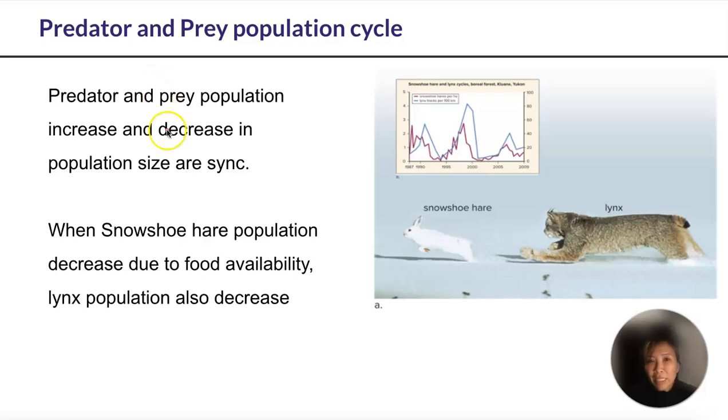We already visited this, but this is the predator and prey population cycle that we were talking about, with regards to either the mice and hawk or the rabbit and the predator.